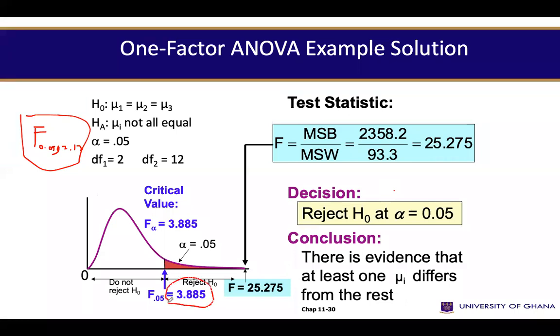3.89 or 3.885. Then the decision rule is that you reject the H naught when, of course, the test statistic is bigger than the critical value. And the test statistic of 25.275 is way bigger than the critical value of 3.89. Therefore, you reject H naught at alpha 0.05 and conclude that there is evidence that at least one of the means differs from the rest.